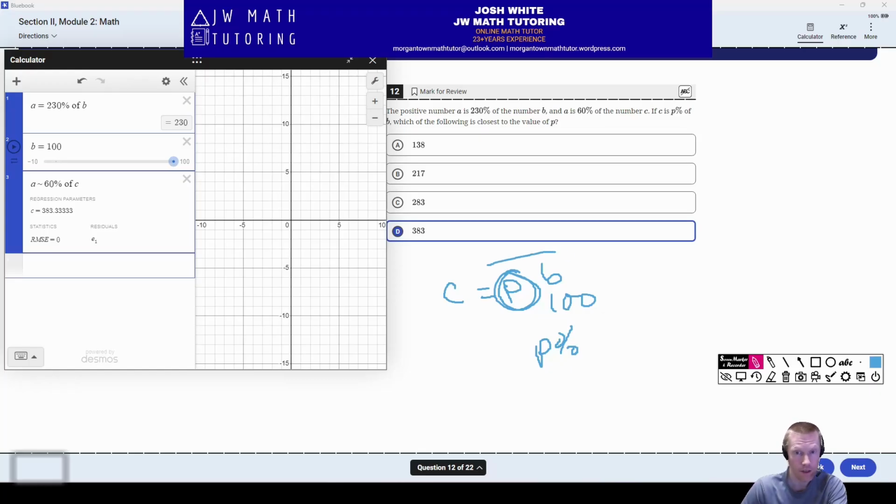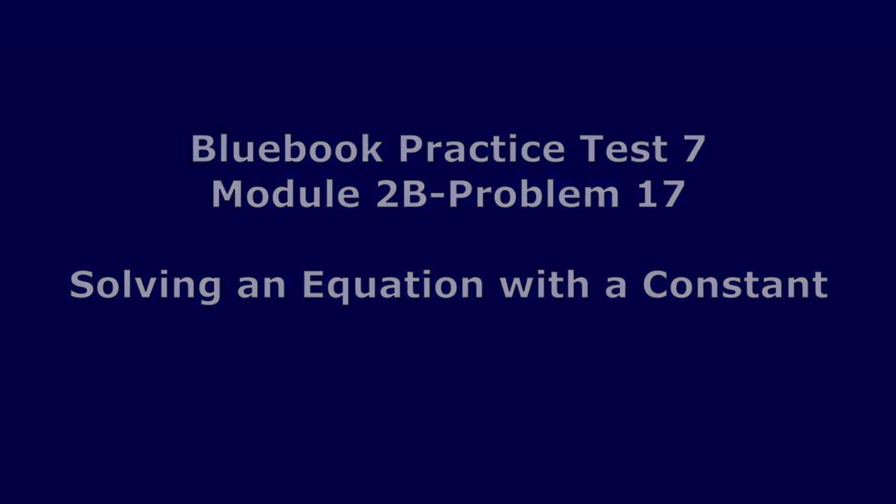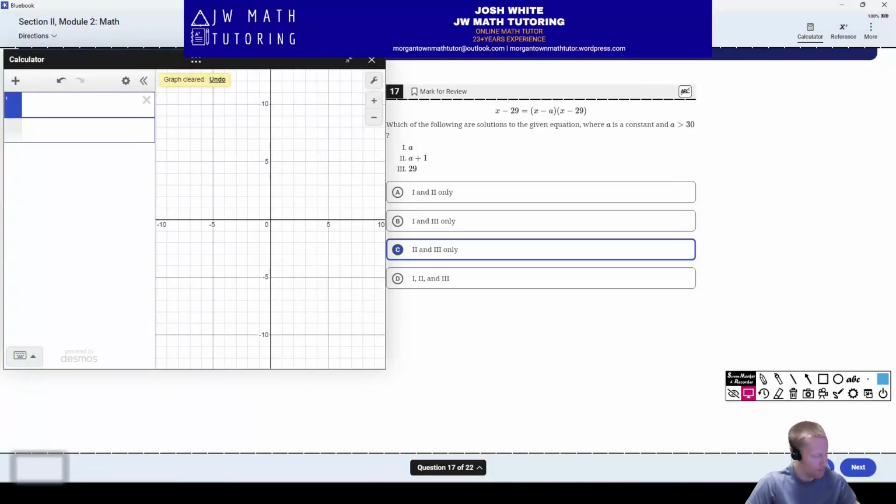And then the percentage P is just equal to C. So that's why 383 right here at bullet point 33 is the correct answer when I set B equal to 100. So that's the key to this problem. That's how you could do the entire problem in Desmos. Let's go to Desmos and do it in there.